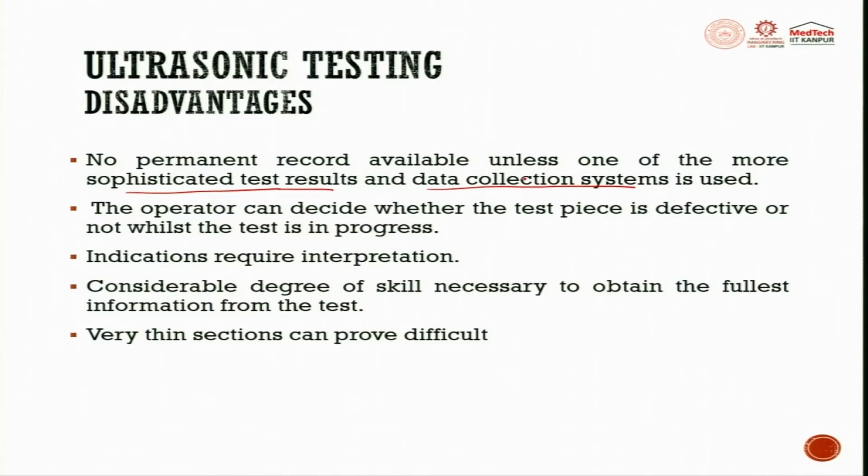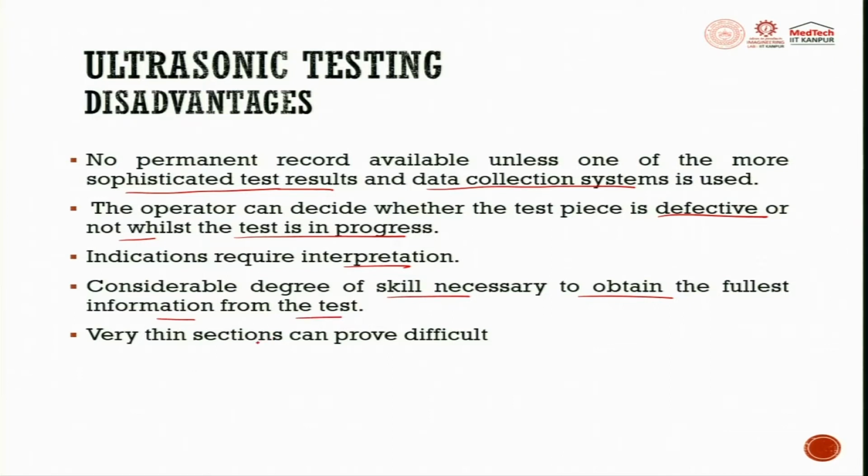Otherwise, the data collection system has to be installed. The operator can decide whether the test piece is defective or not whilst the test is in progress. So indications require interpretation, from two sources: one is the operator, the second is the machine itself. There is an exception of digital wall thickness gauges, which do the interpretation by themselves. So a considerable degree of skill is necessary to obtain the fullest information from the test.